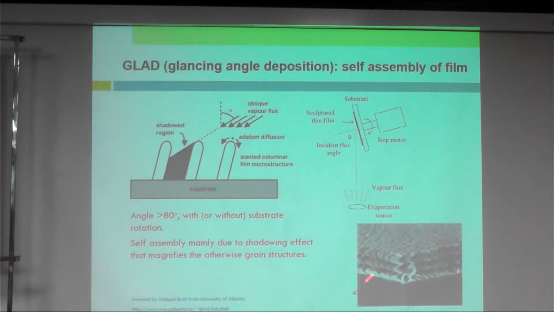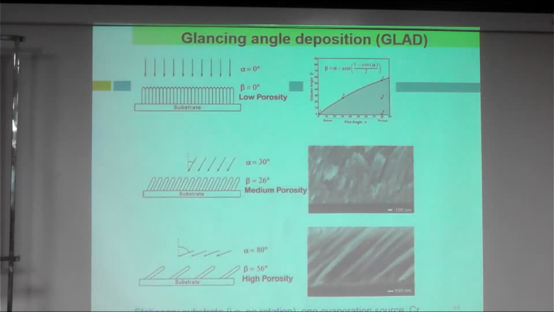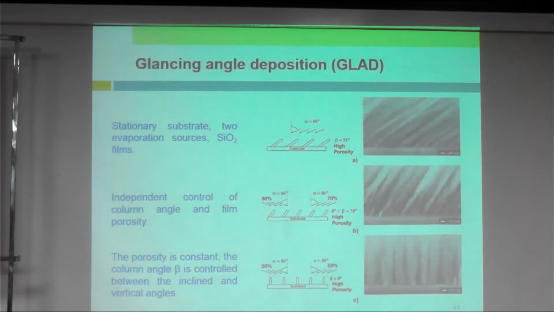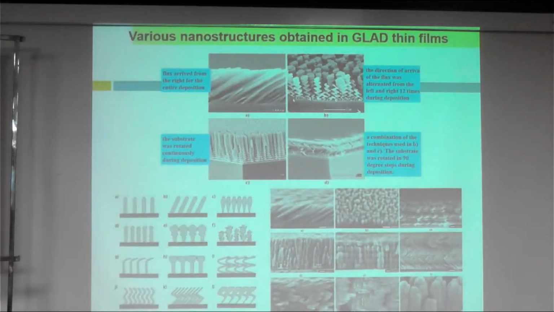So this is an example. This is in terms of the straight deposition for the substrate. If you make an angle, you can have this kind of crystal or structural deposition accordingly. And this is showing the various types of structures if you try to deposit with certain parameters that can be controlled.